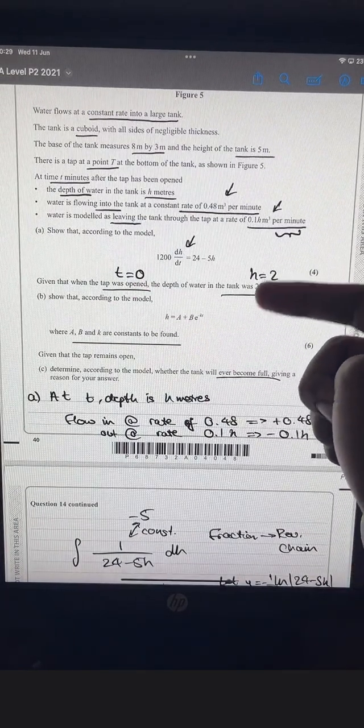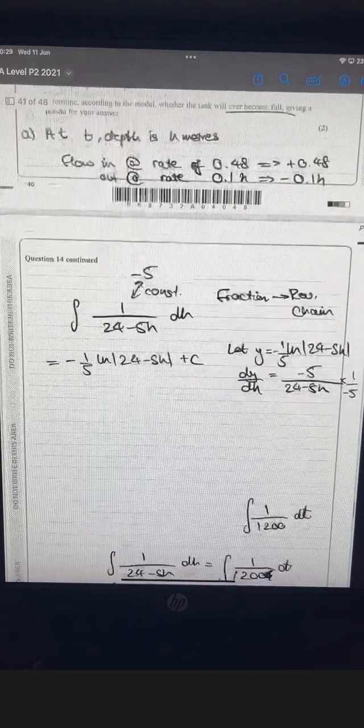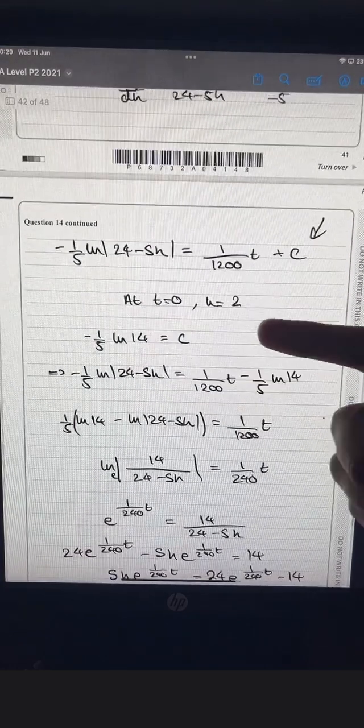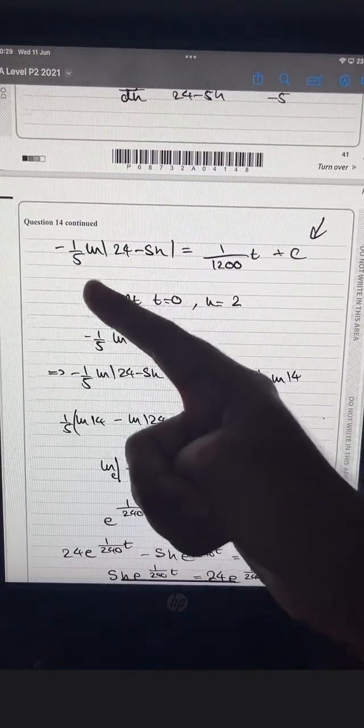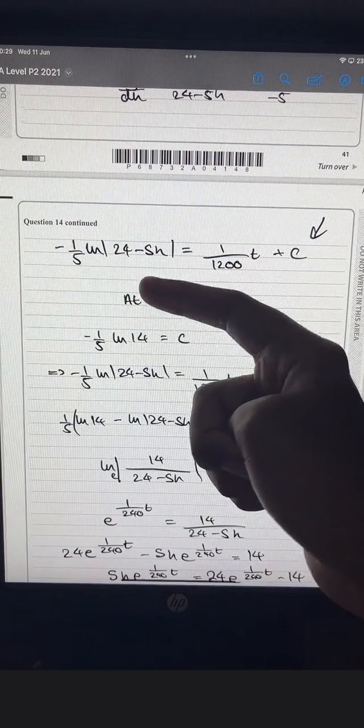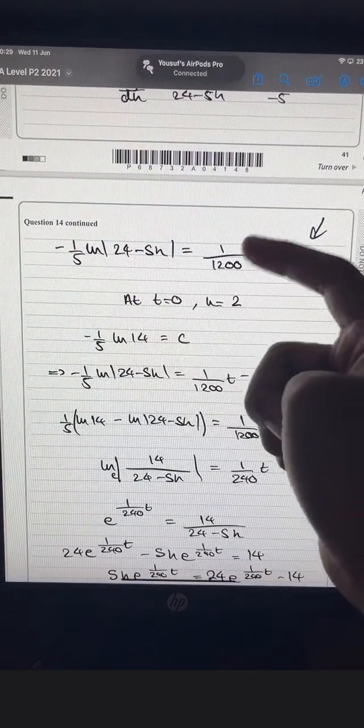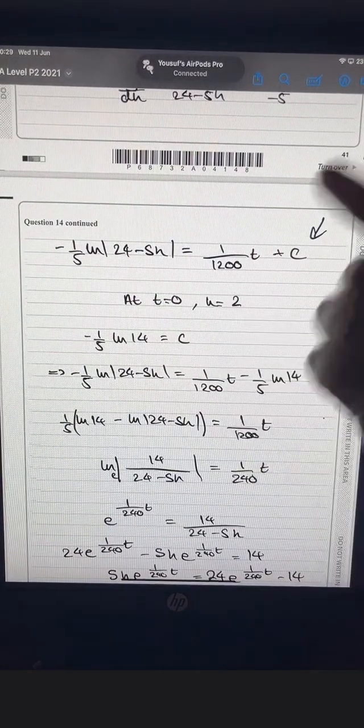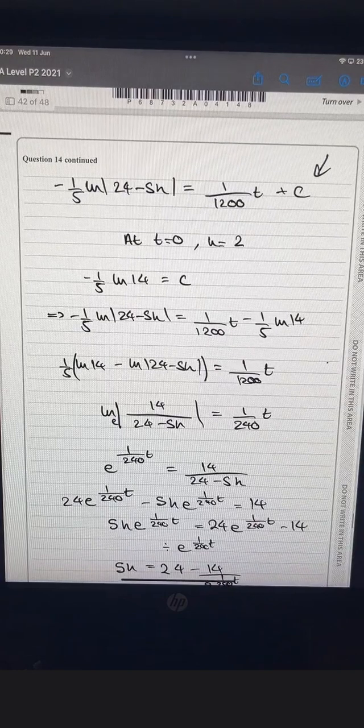So then I just put in my T equals 0, H is 2. So if H is 2 there, that's ln 14. And T is 0, that goes away. That's plus C. That's how I get my constant, and I put that on there. And then it is 5H, not 5K.